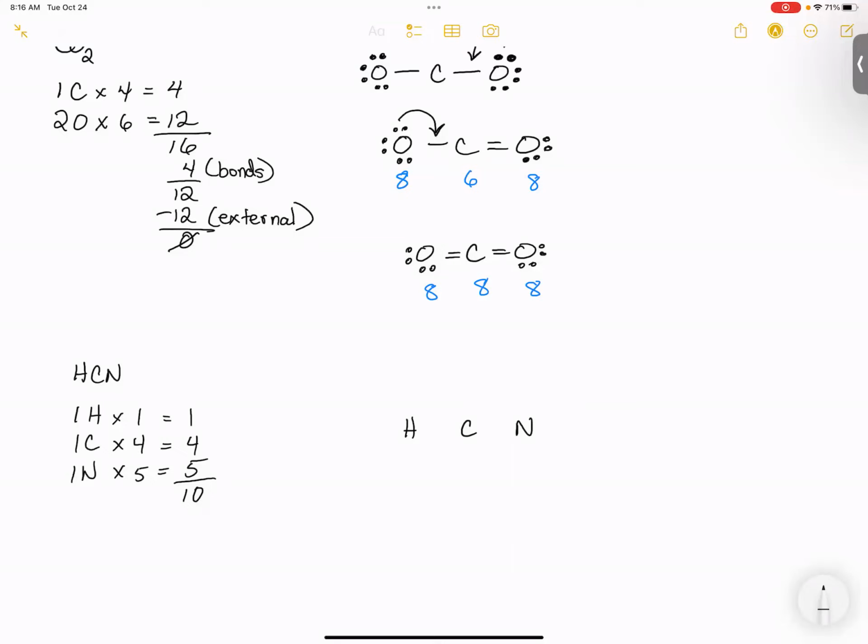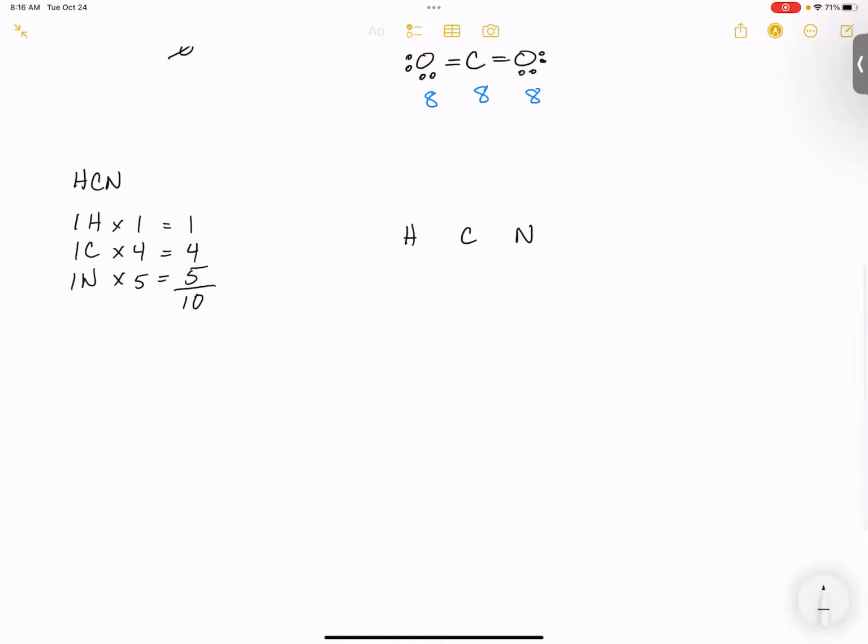Now we need to start distributing our electrons. We start by drawing a single bond between the external atoms and the central atom. For every bond you draw, you subtract 2. We drew 2 bonds. 2 times 2 is 4. So we're going to subtract out 4 due to our bonds. And that leaves us 6 valence electrons left to distribute.